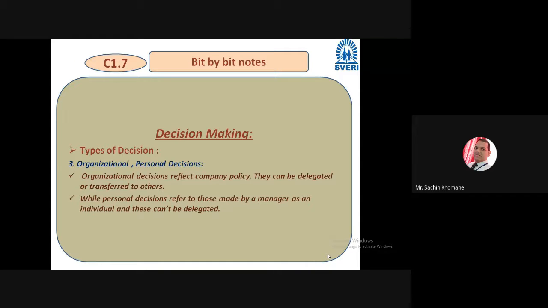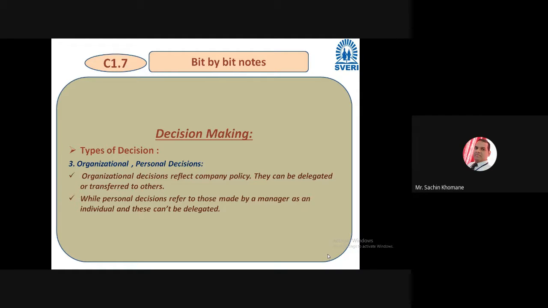Third type of decision is organizational decision and personal decision. Organizational decision reflects company policy. They can be delegated or transferred to others. Organizational decision means a decision taken by top level management of the organization. And if top level management is taking some decision, it means it is a policy, right? If the CEO or directors are taking some decision, it is nothing but policy ultimately. And such decisions and activities can be delegated or transferred to others also.